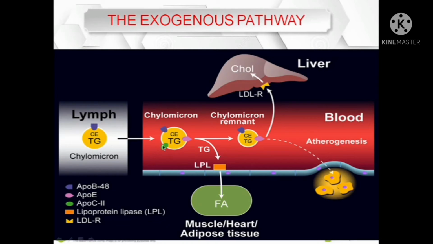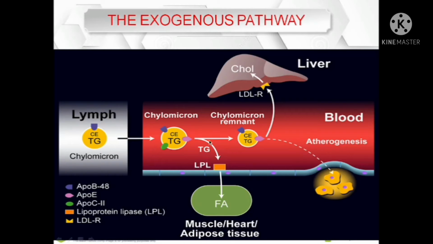Can you see it there? Triglyceride. Remember that triglyceride is found in the inner core of chylomicron, which is a lipoprotein. Remember that I said that lipoproteins have an inner core and then an outer core. So triglyceride is found in the inner core of the lipoprotein.